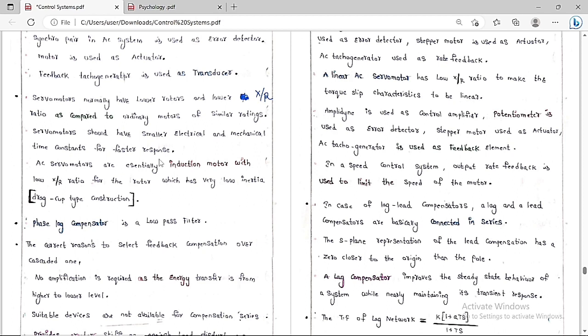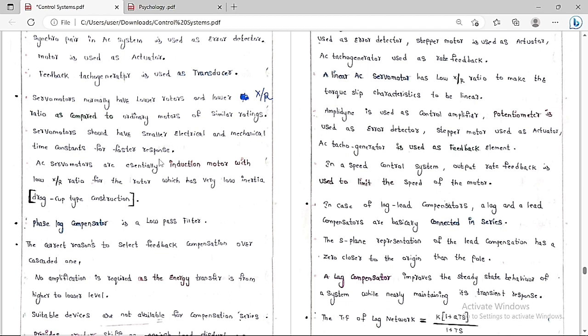The next point is servo motors should have smaller electrical and mechanical time constants for faster response. If the time constant is less, then only we can say the rise time is less, so the response will be very fast. Whenever the electrical as well as mechanical time constants are very small, the rise time is very less. Therefore the speed of response is very fast.